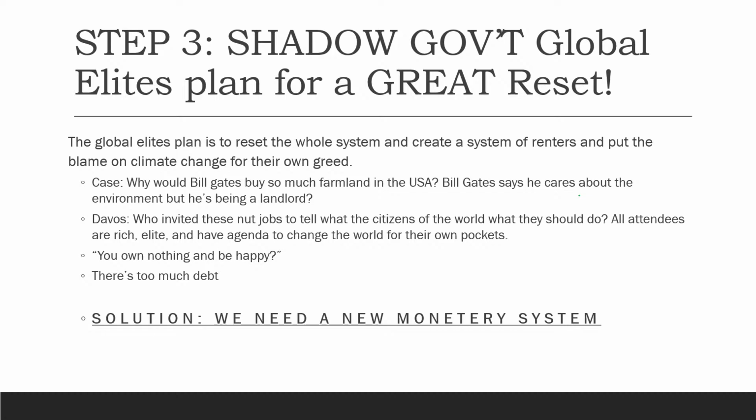Like, you can put the blame on climate change. I'll just give one example right there. So a case would be, why would Bill Gates buy so much farmland in the United States, and he says he cares about the environment, but he's actually the biggest landlord in the United States? And in Davos, who invited these elites to tell the citizens of the world what they should do? All the attendees were rich, elite, and have an agenda to change the world to line their own pockets.